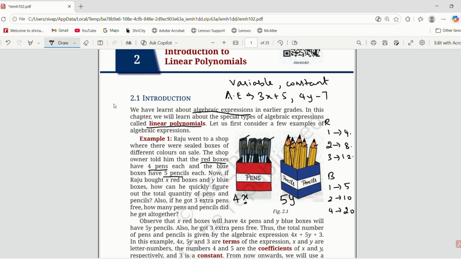So by multiplying this 4 and 5, the number of pens and pencils each box contains, with our variables x and y, we are having a term called 4x representing the total number of pens and 5y representing the total number of pencils. In addition to that, since he is getting 3 extra pens, 4x plus 5y plus 3 is the expression which exactly depicts the total quantity of pens and pencils he is having.